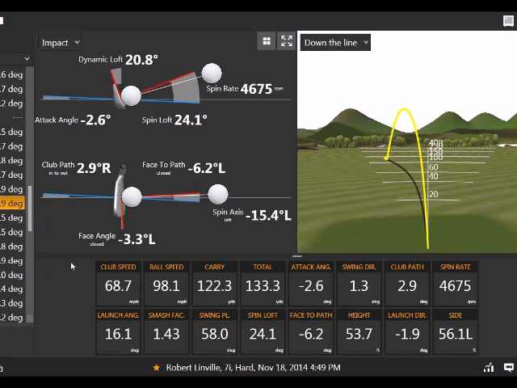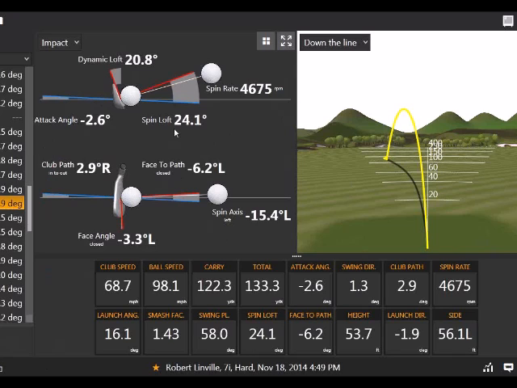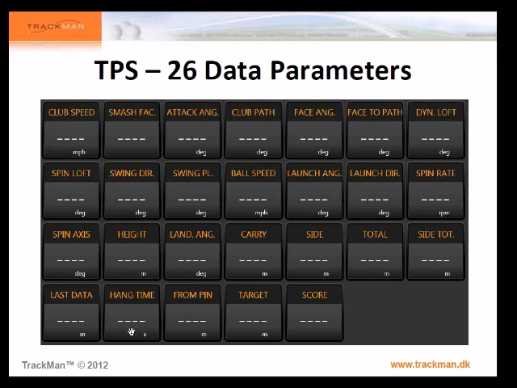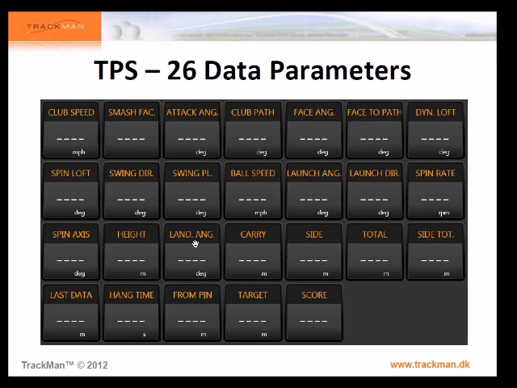Some of the others are more information gathered about, basically they would be information based on what happened here that would produce the other numbers. So if we go back and we can look, like hang time, obviously that's not really important to me. If I was a long drive guy, that would be important to me. Spin axis is important, height's important, the landing angle, again, to me, not a big deal.